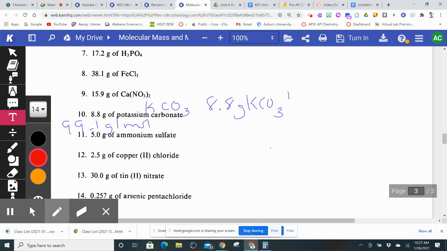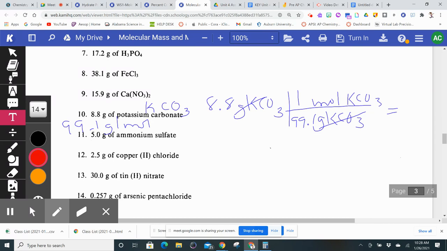All right, so I have 8.8 grams potassium carbonate. Grams potassium carbonate. Moles potassium carbonate. All right, in 1 mole, how many grams did I figure out I have? I just figured it out. 99.1. Okay, so now I'm going to do the same thing I was doing before. I'm going to multiply across the top. 8.8 times 1 is just 8.8. And then I'm going to divide by 99.1. So what does that come out to be?